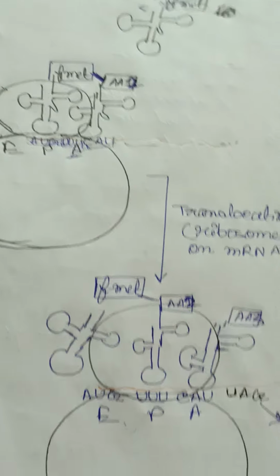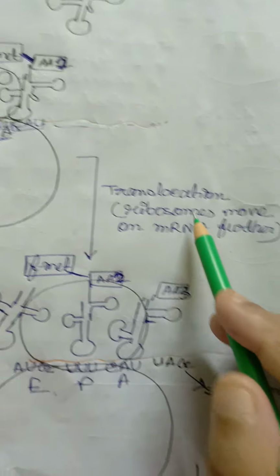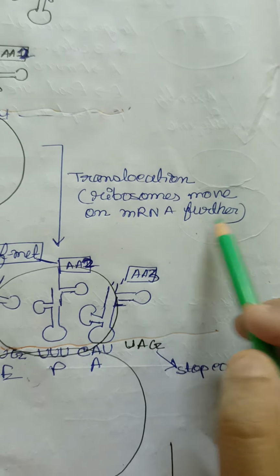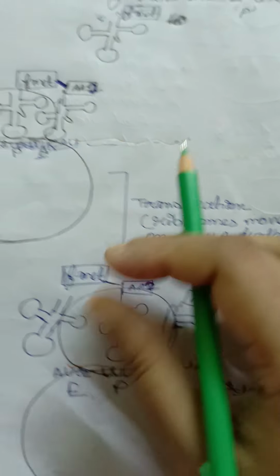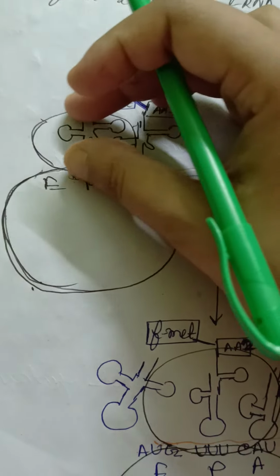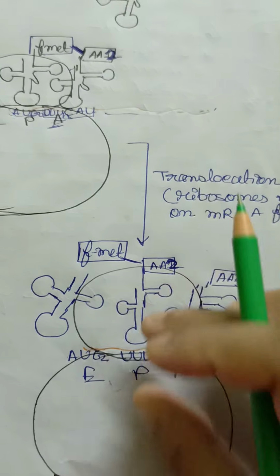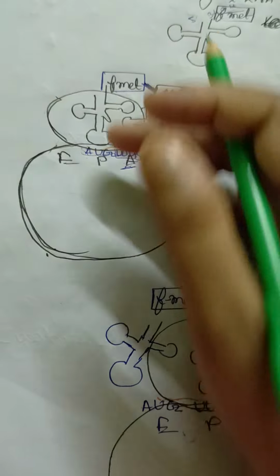So what will take place in the next part? Translocation. What does that mean? The ribosome moves on the mRNA further. Suppose here is the ribosome; it will move in this way. The smaller subunit will move in this way. So when the smaller subunit moves, what will happen?